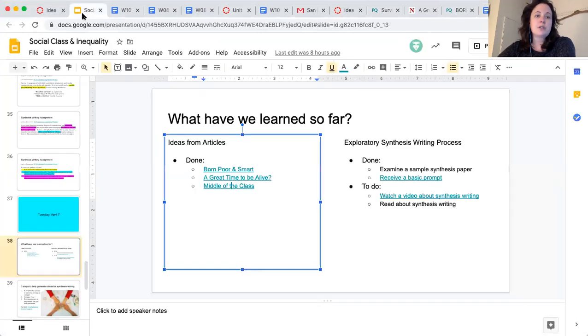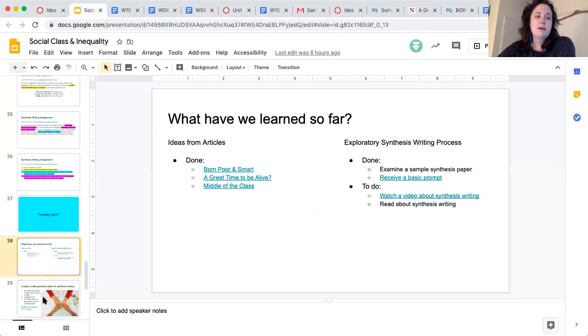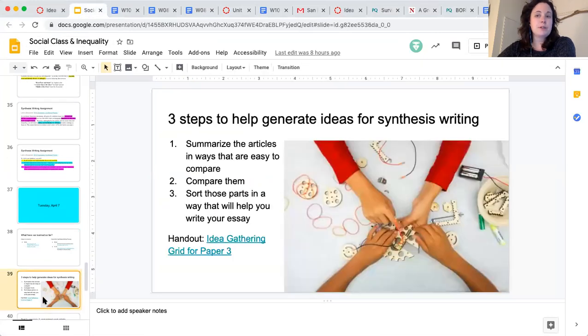So I'm actually going to go and look at what the steps are in the slideshow. So we're doing these three steps. You have to summarize the articles in ways that are easy to compare. Then you have to compare them. And then you have to sort those parts in a way that will help you write your essay.